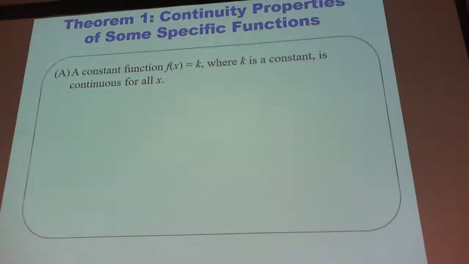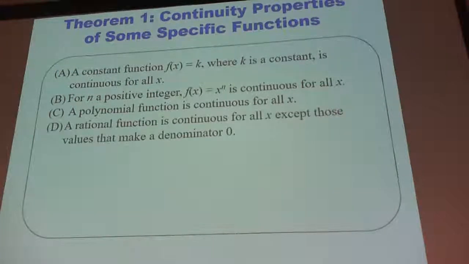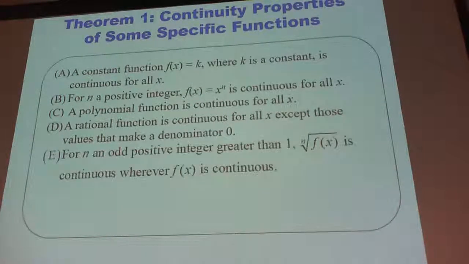Okay? So if your function is just a number, it's continuous. So if you had a function of 5, it's just a straight line, that's going to be continuous. If your function is a positive integer power, it's continuous for all x's. So if you have x to the 3 or x to the 2 or x to the 1, all those are going to be continuous. Okay? A polynomial function, it's continuous. Rational function, be careful. That's the part where we're dividing. And anytime you divide, you can't have 0 in the denominator.